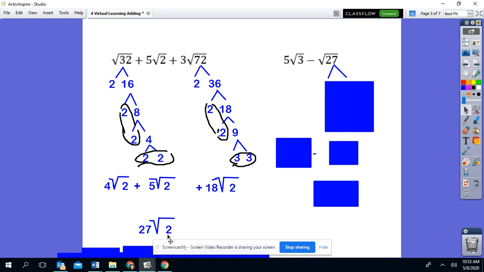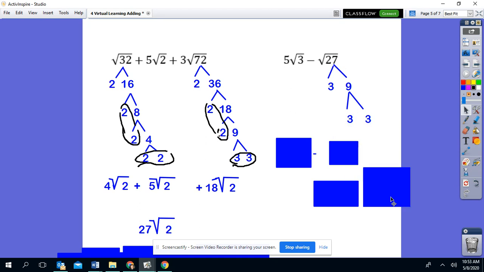All right, let's take a look at this next one. 5 times the square root of 3 is already in lowest terms. That 3 cannot be simplified under the radical, but 27 can. I can break down 27 into 3 times 9, and 9 I can break down into 3 times 3. So now I need to look for my pairs.